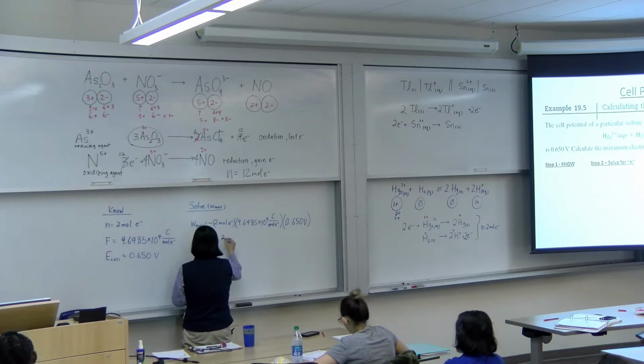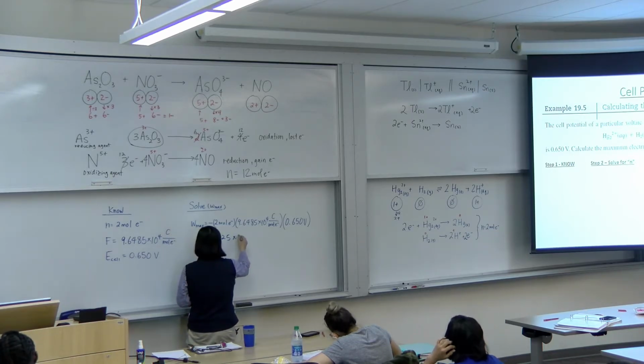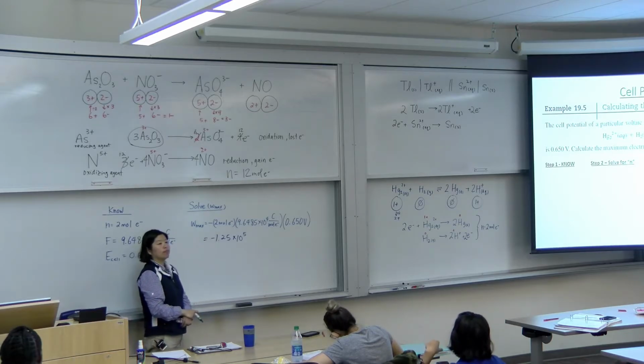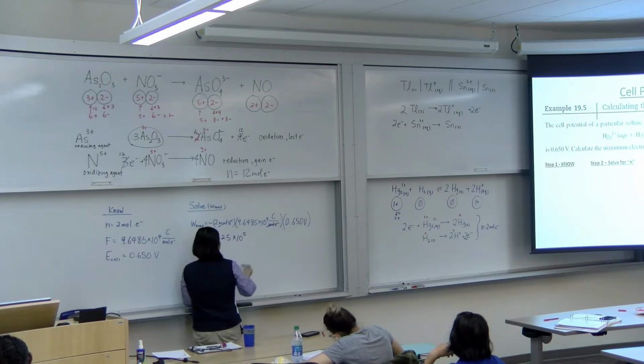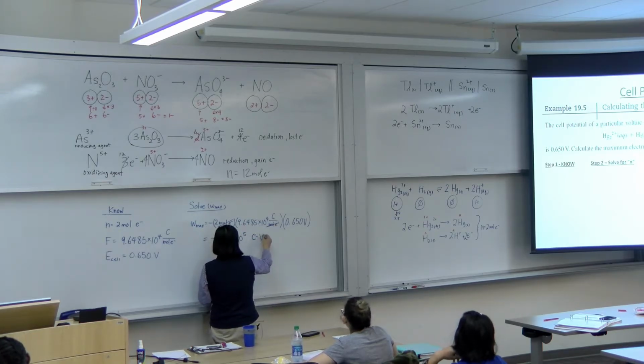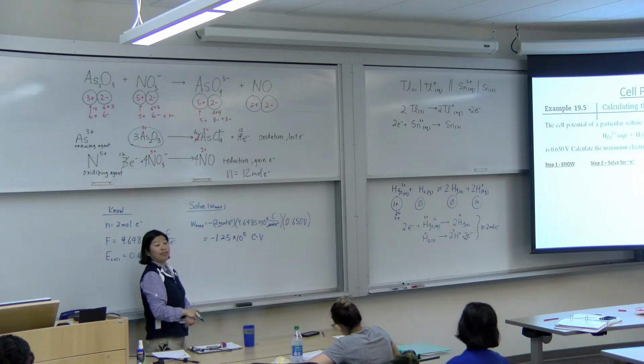One, 1.25 negative, right? 1.25 times 10 to the 5. What are my units? So mole electrons cancel out, right? So really it's coulombs times volts, right? Yes? Yes, yes. It's also joules.